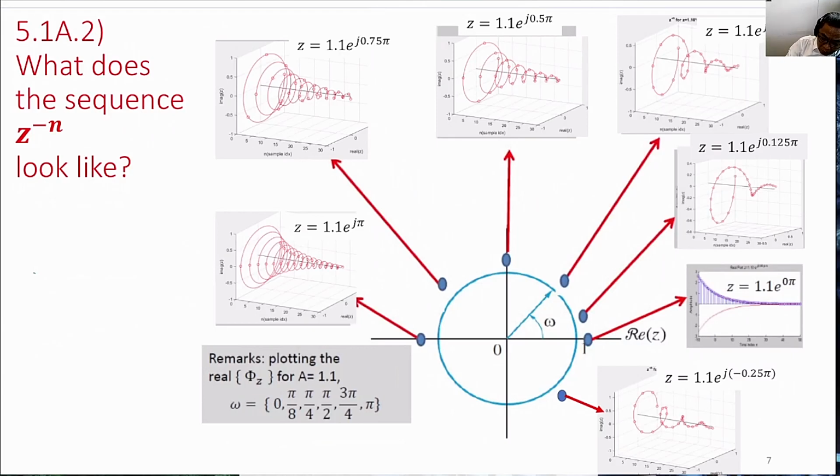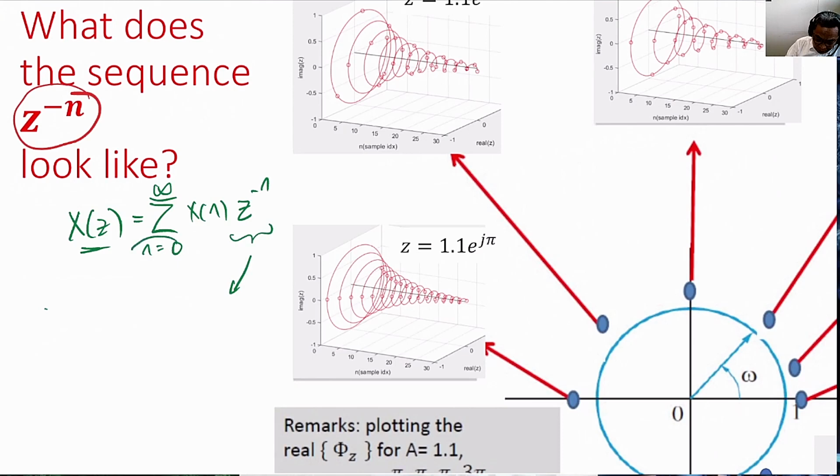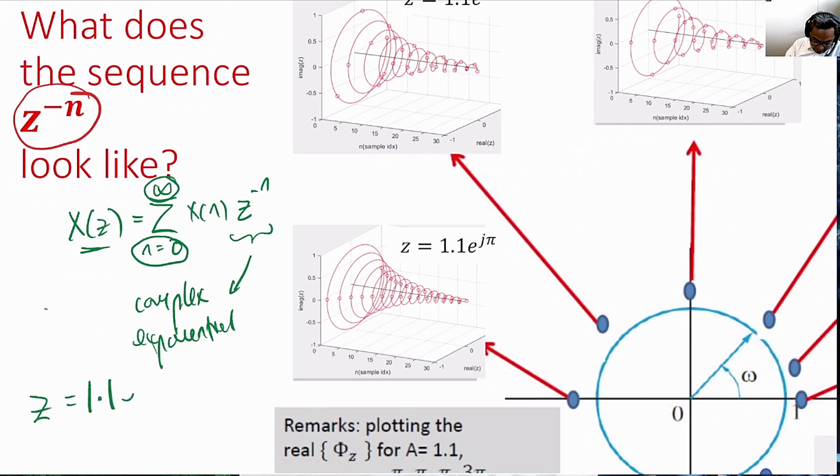Let's now try to understand what the sequence z minus n looks like. The sequence z minus n is used in the z transform, and we're trying to see how this z minus n looks when n goes from 0 to infinity. We have already shown that it is a complex exponential, and depending on different values of z, the complex exponential will change. In this example, we're going to fix the magnitude of z equals 1.1 and e to the j omega with different omega.